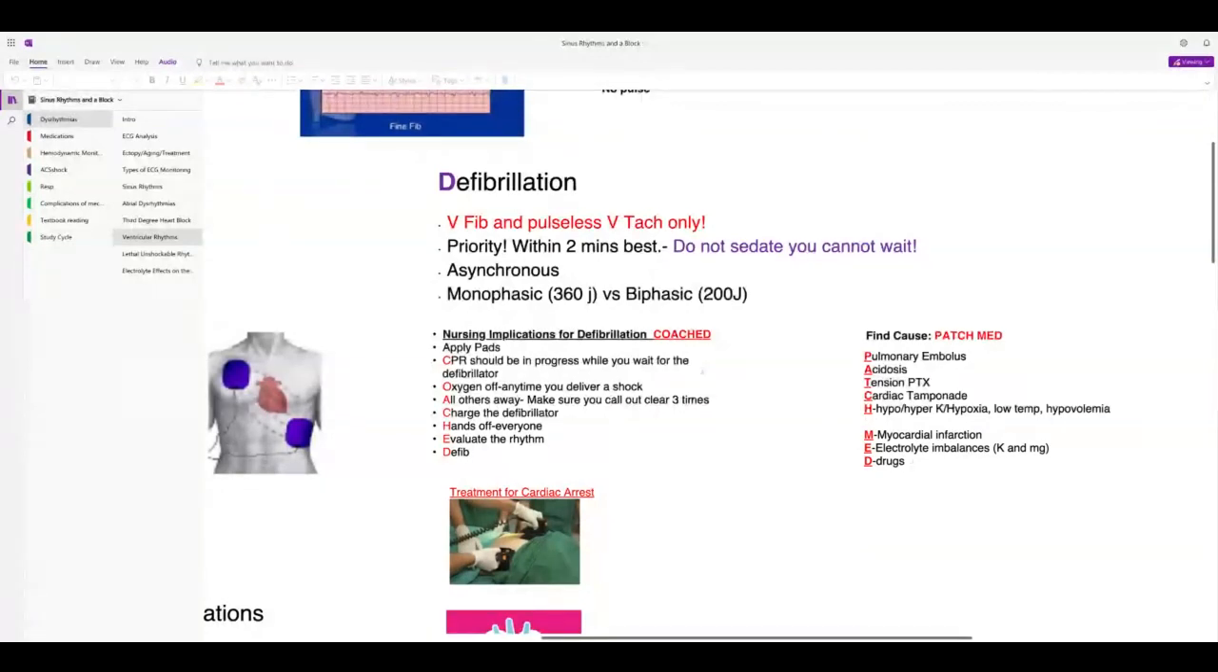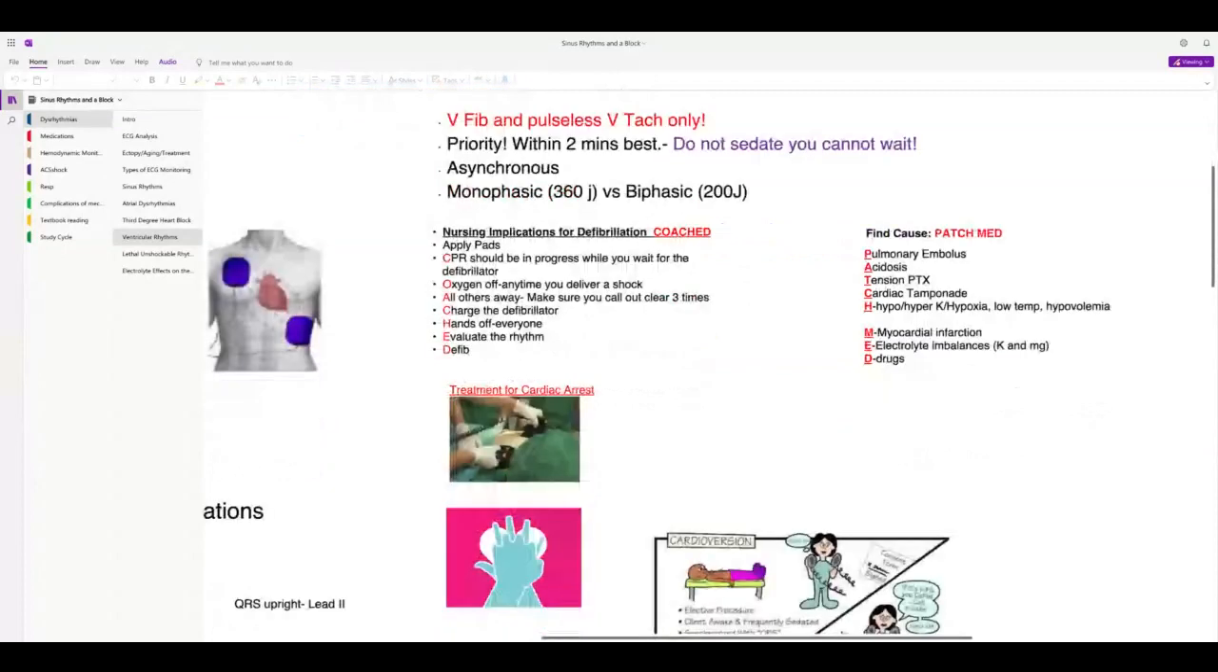The nursing implications for defibrillation: you want to make sure that you're doing CPR in between shocks, and it's high quality CPR. You remove the oxygen anytime you deliver a shock. You make sure it's clear so all others are away. You charge the defibrillator, and while you're charging, you do high quality CPR. You want hands off everybody when the electricity is given. Then evaluate the rhythm after you shock them, and defibrillate again if the patient is still in cardiac arrest.